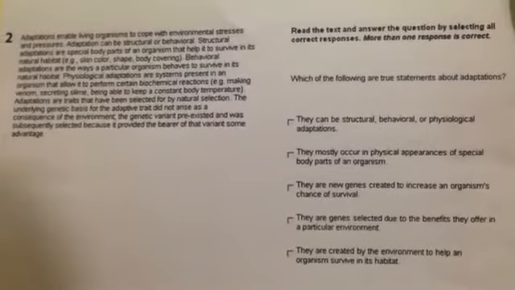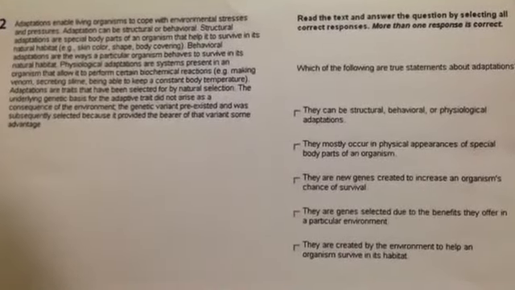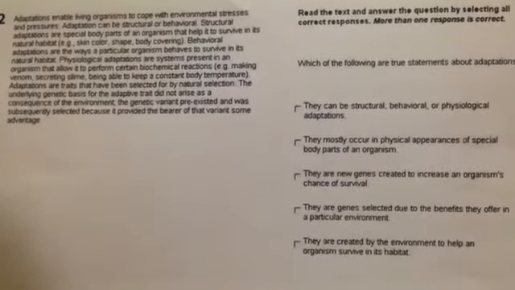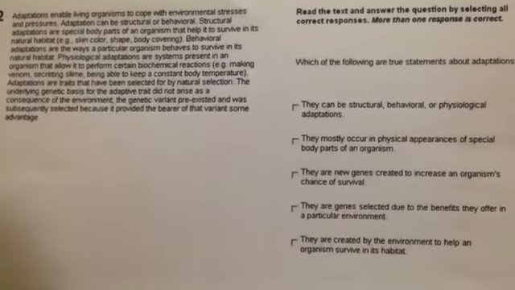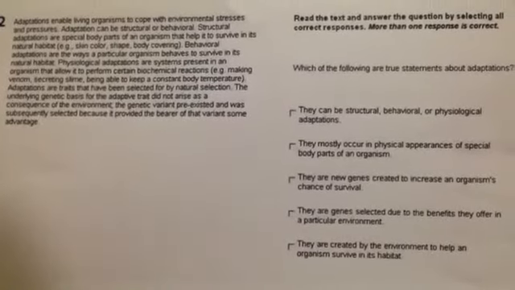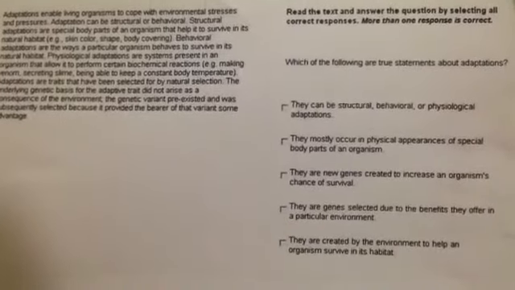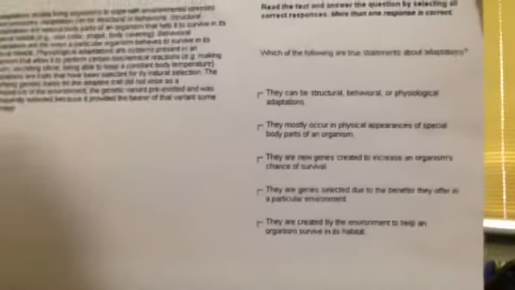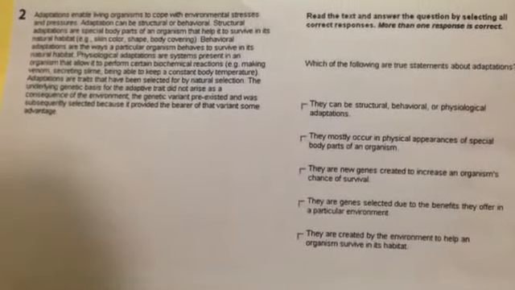It is saying yes, the underlying genetic basis for the adaptive trait did not arise as a consequence of the environment. The genetic variant pre-existed. That's right. Just that word, pre-existed, eliminates number 3. Yes. Number 4, the genes are selected due to the benefits they offer in a particular environment. Yes, I think that is being said.